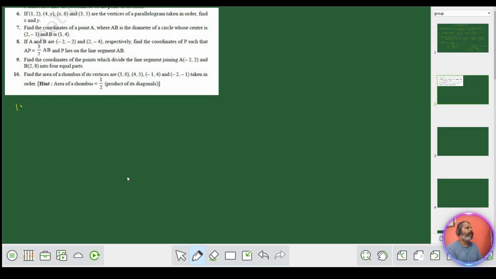Find the area of the rhombus. Remember, it's a different one. We'll try to solve this. A hint is also given. If you have forgotten the formula, area of rhombus is half into product of diagonals. So the rhombus looks like this: A, B, C, D. So we assume this A 3, 0, B 4, 5, C -1, 4, D is -2, -1.